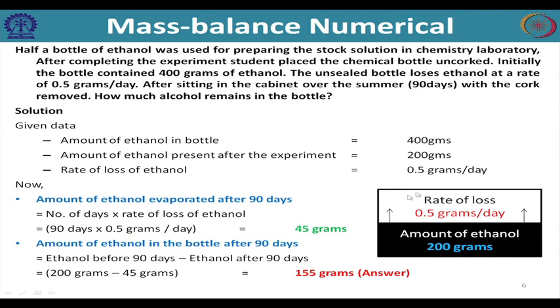Now let us draw the control volume diagram. This picture is already showing you the control volume diagram. The amount of ethanol is 200 grams and the rate of loss is 0.5 gram per day. There is no input and there is no output. Now let us check this.